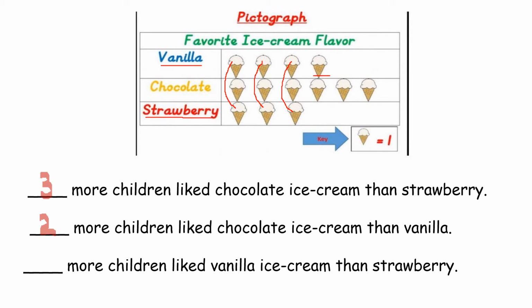So we will say 1 more, and we cannot say children. So we will say 1 more child. So I'll take off this here. 1 more child likes vanilla ice cream than strawberry. So when we match it, we have 1 remaining. So the answer is 1.